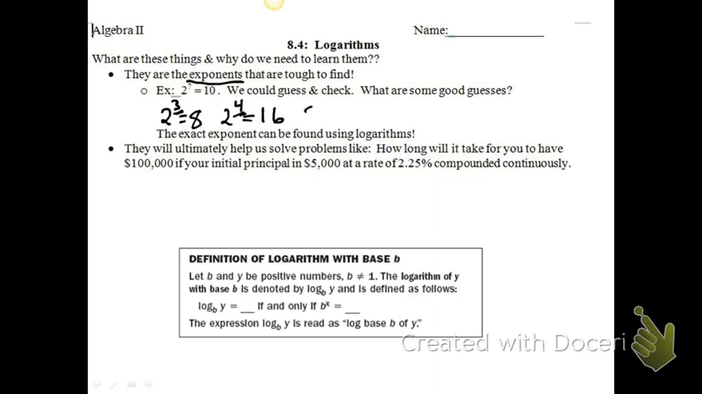So maybe it's 2 to the 3.1, maybe it's 2 to the 3.2. We'd have to kind of guess and check using our calculator and see what will give us something pretty close to 10. The only way we're really going to find it is if we were to actually use a logarithm. They're also going to help us solve problems like the following.